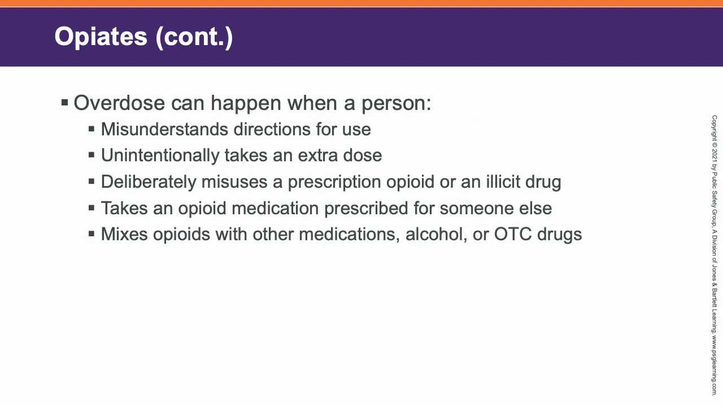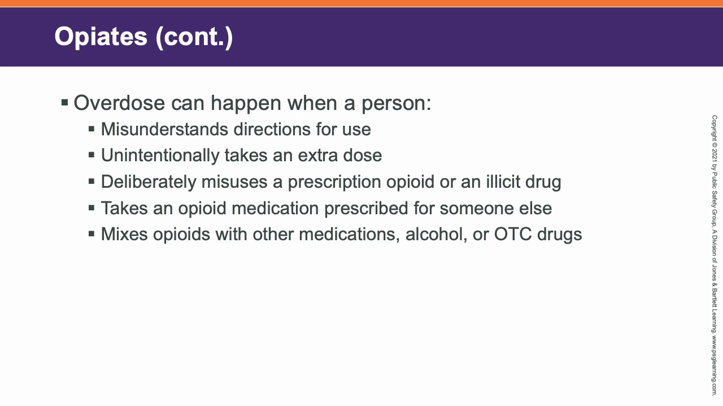Overdose can happen when a person doesn't understand the directions. They take it more than they're supposed to, or they take the wrong amount. Unintentionally taking an extra dose, they forget they took the first one. Some will deliberately misuse the prescription or an illicit drug. Sometimes people will take a medication that's prescribed for someone else, and it can cause them harm. Or they mix opioids with other substances like alcohol or over-the-counter drugs. So any of those can lead to what's called overdose.